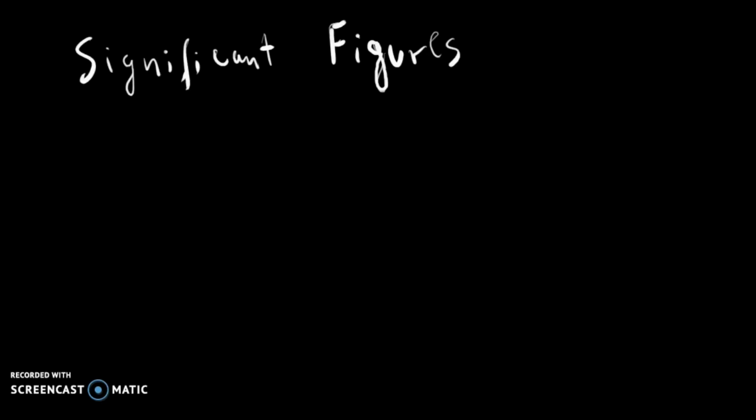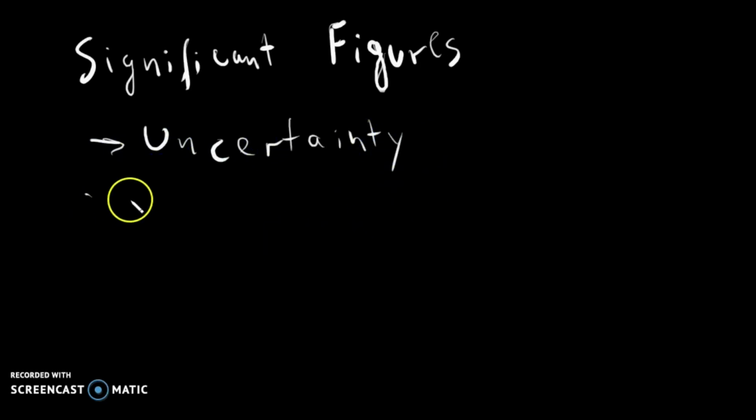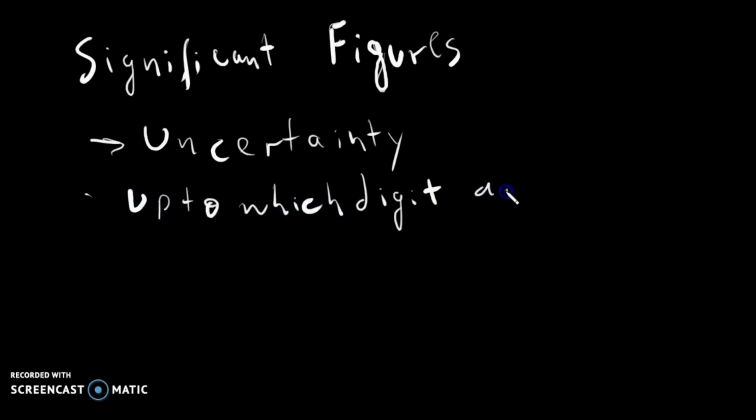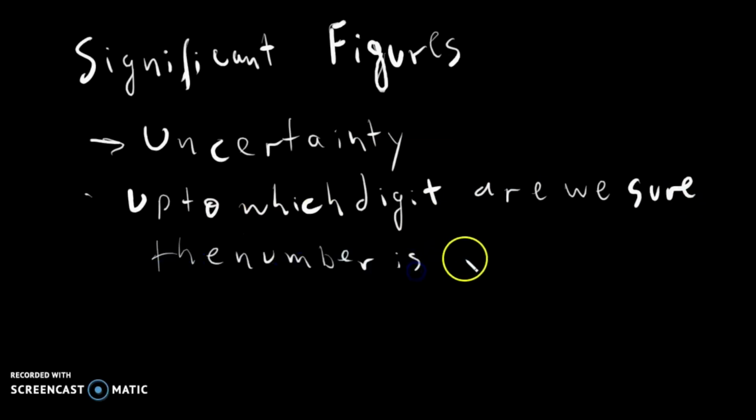So let's start with what significant figures are and what they tell you from a number. Basically, what significant figures tell you from a measurement is the amount of uncertainty there is in that number. What these significant figures do is they tell you up to which digit we are sure the number is for certain. So, what does that mean? How does that look in a practical setting?